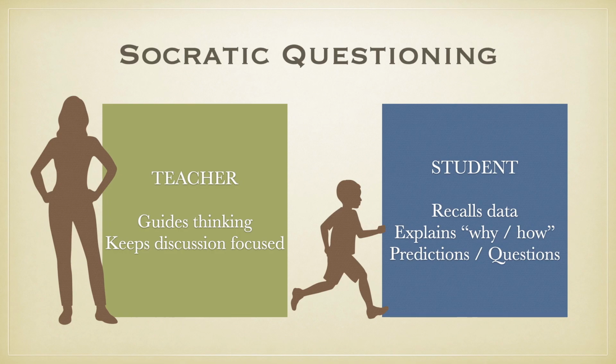In interactive storytelling, the teacher is not just a narrator. The teacher uses Socratic questioning to guide students' thinking and keep student discussion focused. The students push the story forward by recalling information required for the story to move and help to expand the story by explaining why and how things happen. They also make predictions and ask questions to shape how the story unfolds.